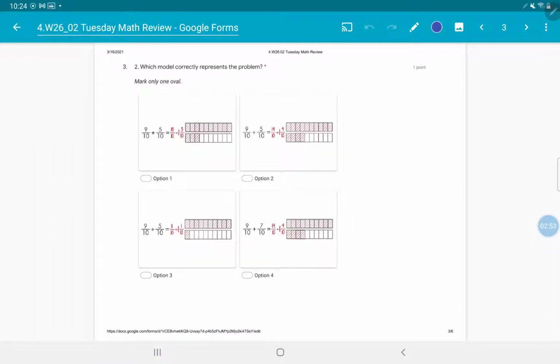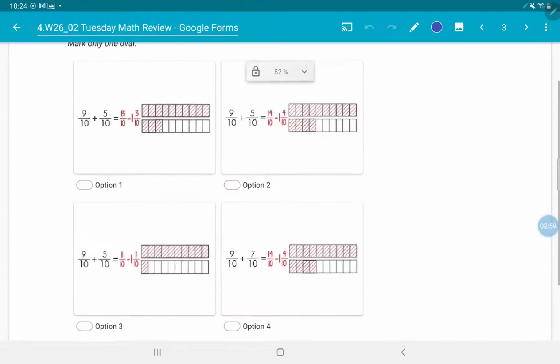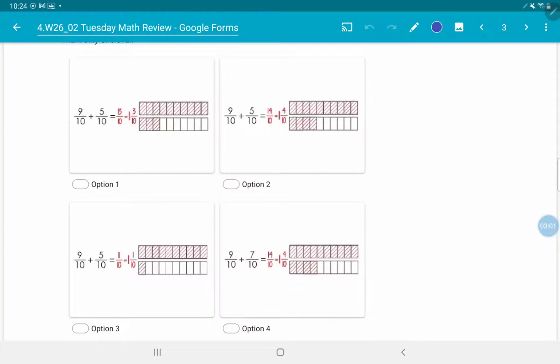Okay, let's look at this next one. Which model correctly solves the problem? So we've got some fractions to add. When we're adding fractions, what do we look for to make sure of first, Amy, before we can add or subtract? We're finding the sum, but before we can find the sum, what has to be true? What has to happen?